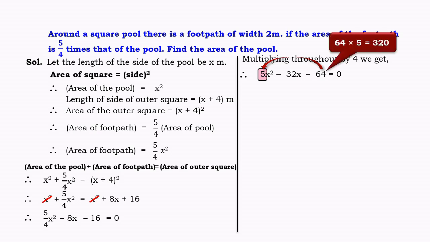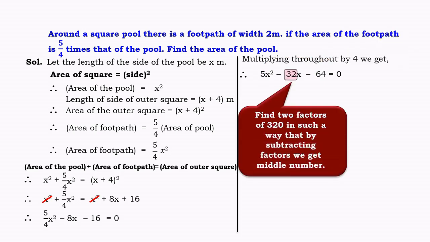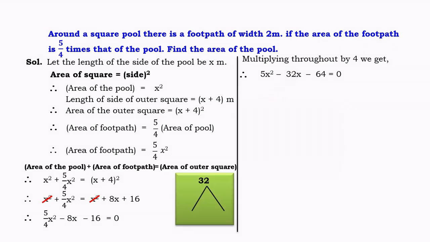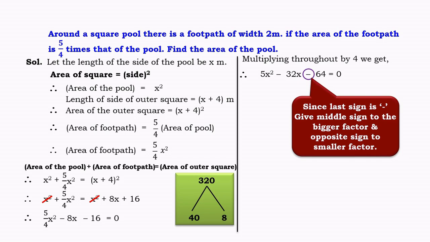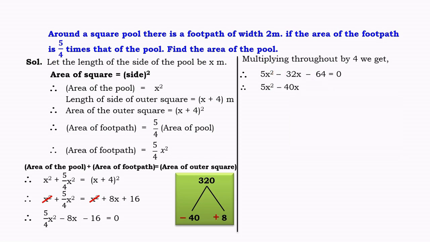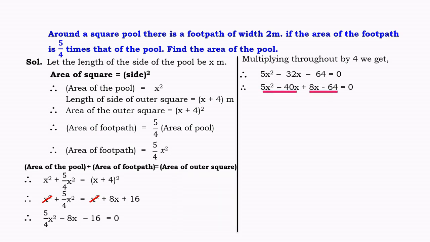Now we have obtained a quadratic equation. Let us factorize it. We need two numbers whose product is 320 and whose difference is 32. The numbers 40 and 8 satisfy this condition because 40 minus 8 equals 32. Since the middle term is negative and the last term is also negative, we give the negative sign to the larger factor and the positive sign to the smaller factor. Therefore, the required numbers are negative 40 and positive 8.